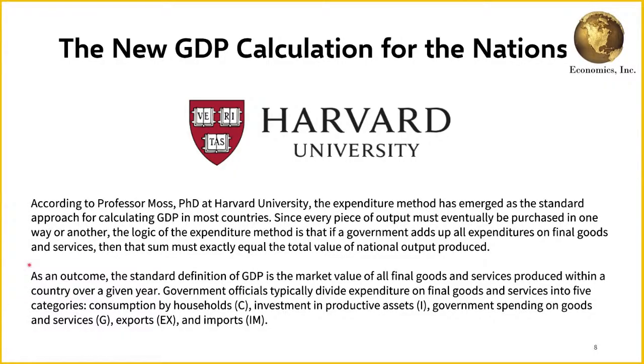As an outcome, the standard definition of GDP is the market value of all goods and services produced within a country over a given year. Government officials typically divide expenditure on final goods and services into 5 categories: consumption by household, investment into productive assets, government spending on food, goods and services, exports, and imports.